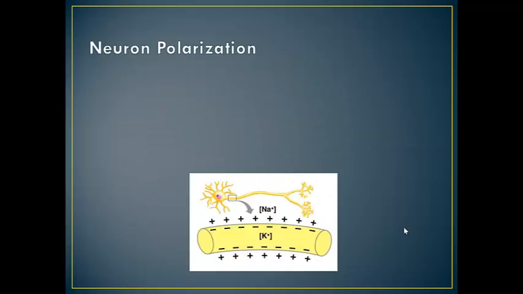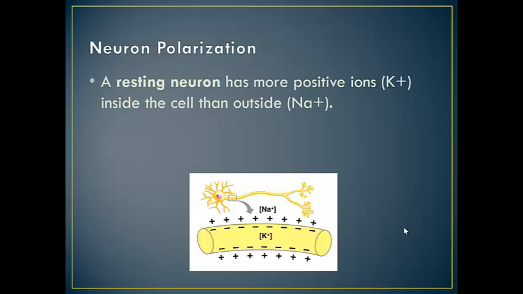So what does it look like in terms of electricity? Because I said it's an electrical impulse. Well, it's something called neuron polarization. Now, neuron polarization starts out in various phases. The first phase is something that we call the resting neuron. It is where there are more positive potassium ions inside rather than outside.